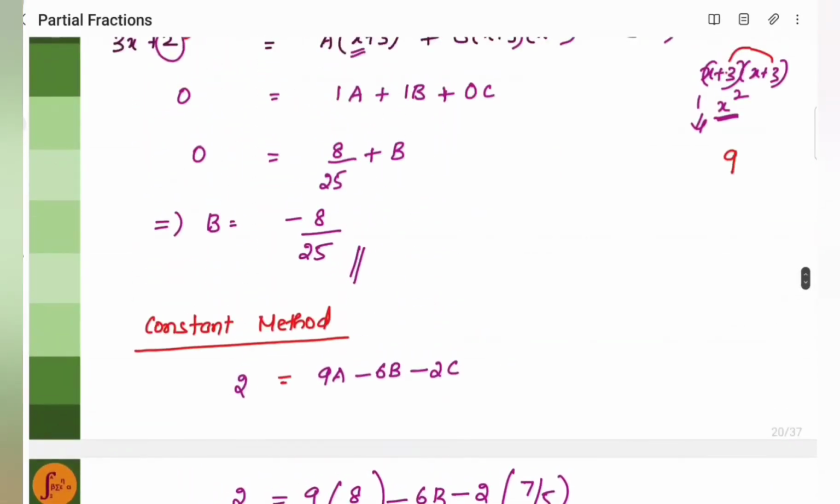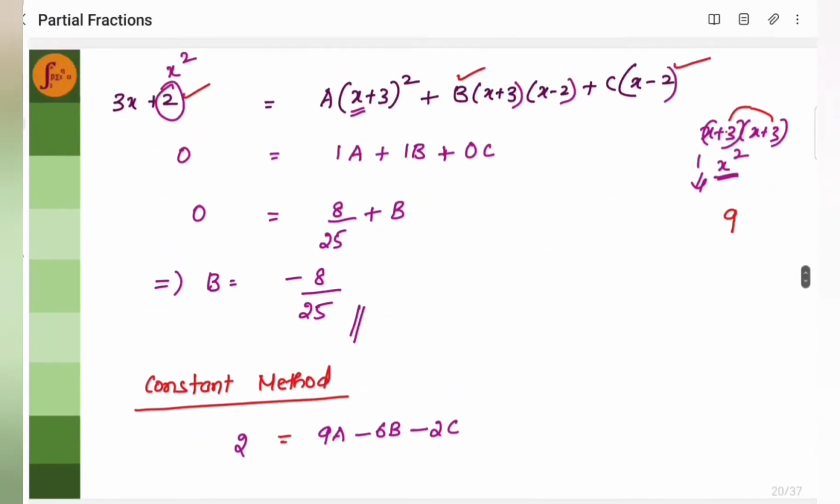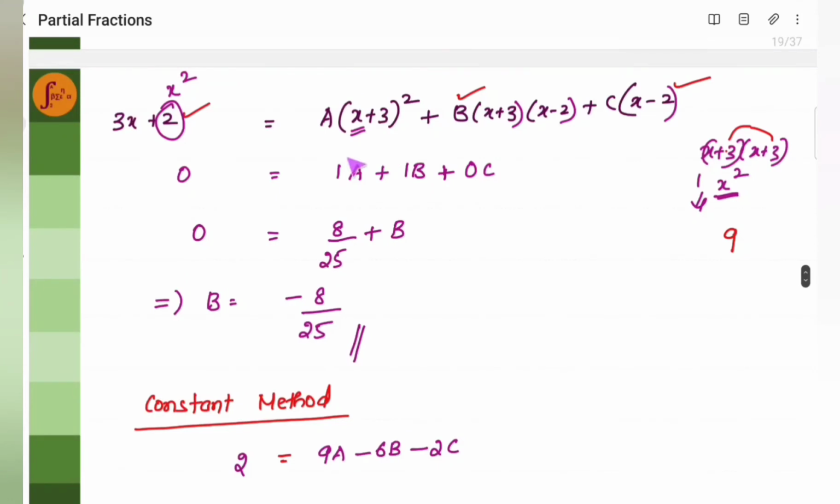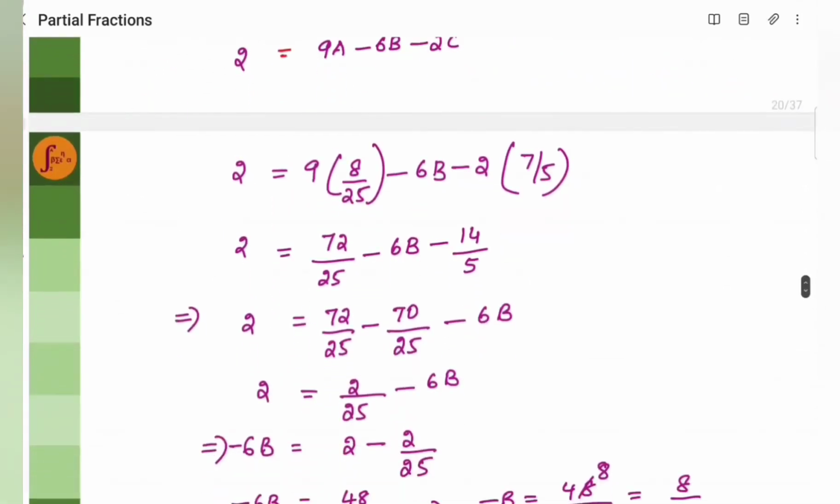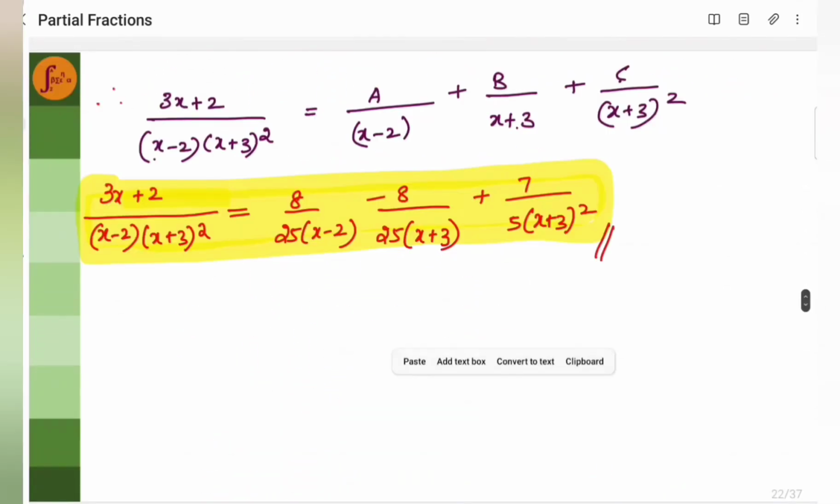Now, we got the same value for B, right? Whether we use the coefficient method or the constant method, we got the same value. The only reason I prefer the coefficient method is that the calculations are simpler, right? But in this case, the calculations are slightly lengthy. Now, finally, you take the original expression with A, B and C, substitute the values of A, B and C, and then you get this particular partial fraction.